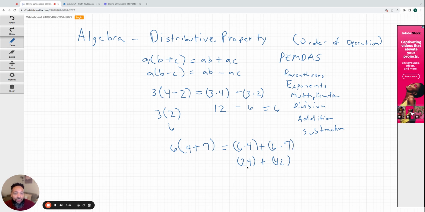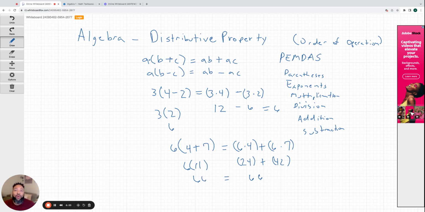So 6 times 4 is 24. 6 times 7 is 42. You add those two together, that's 66. So another way of looking at this to check to see if you're correct, also using order of operations, if you were looking at this problem, you would do what's in parentheses first. 4 plus 7 is 11. That's in your parentheses, and that's going to be multiplied by 6. 6 times 11 is 66.